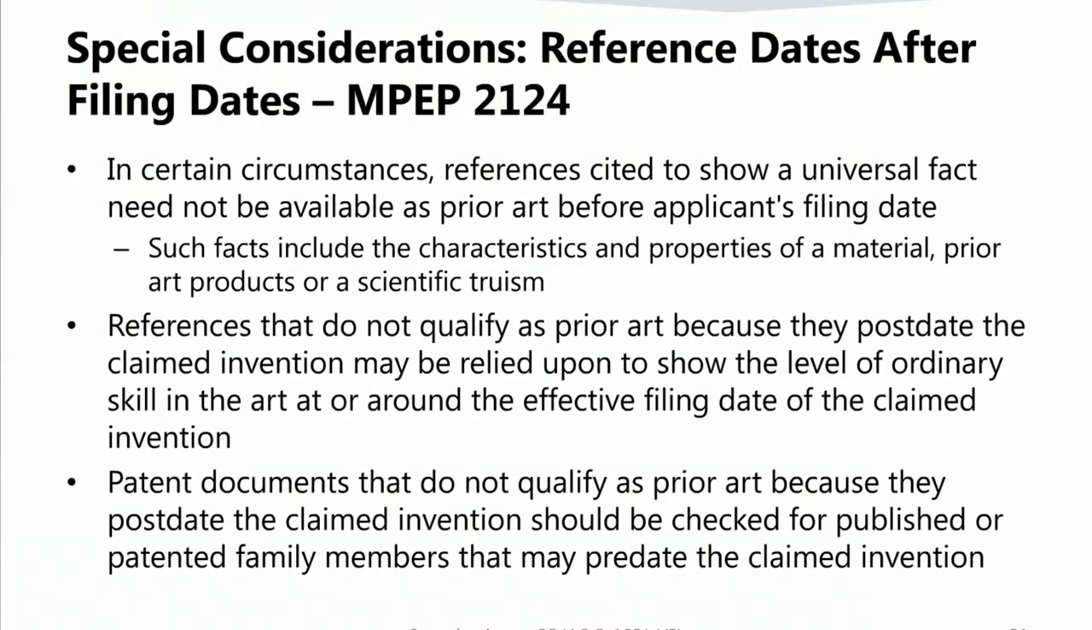Finally, examiners should check for published or patented family members when an otherwise relevant patent document is found that does not qualify as prior art due to its postdating the claimed invention. Other published or patented family members may predate the claimed invention so that they could be used as prior art.